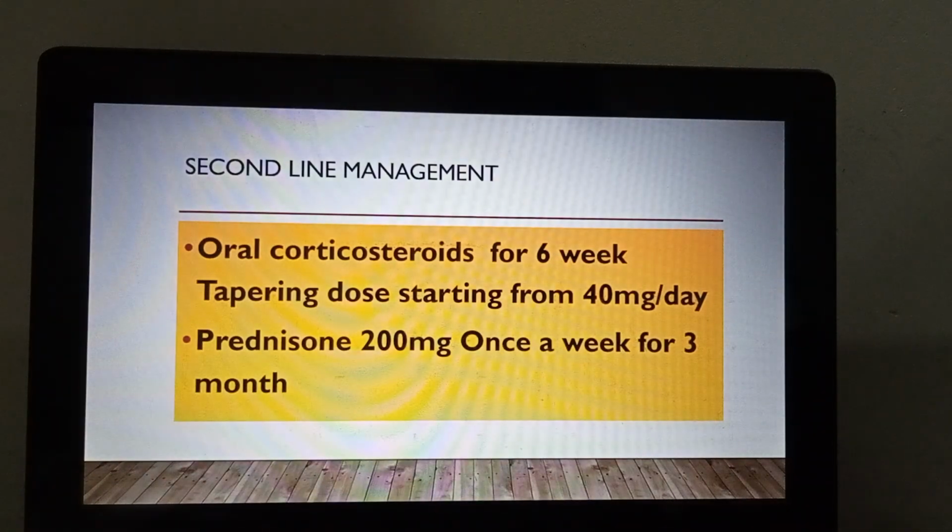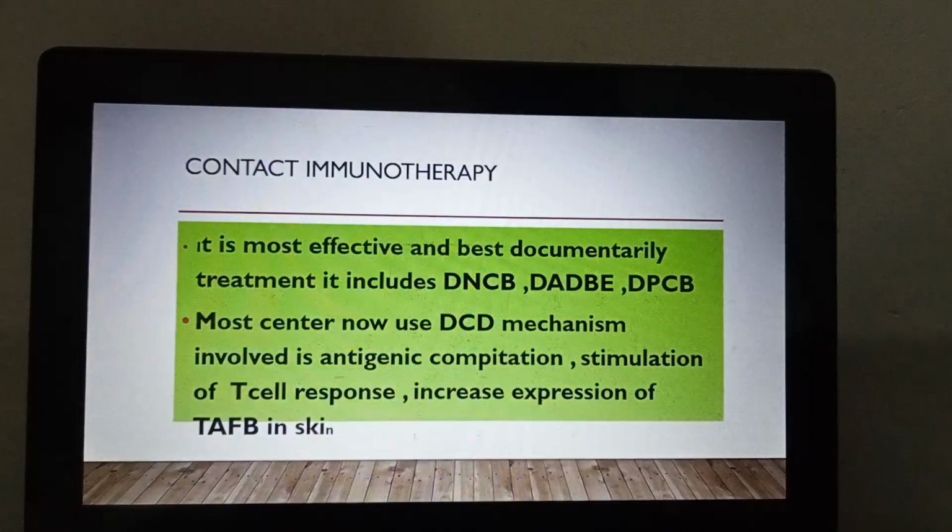Second line management includes oral corticosteroid. Suppose a patient is not responding to first line treatment, then switch to second line treatment. The second line treatment is oral corticosteroid for 6 weeks, in a tapering dose starting from 40 mg per day. First start 40 mg per day, then taper it slowly and gradually. Prednisone 200 mg once a week for 3 months is also used.